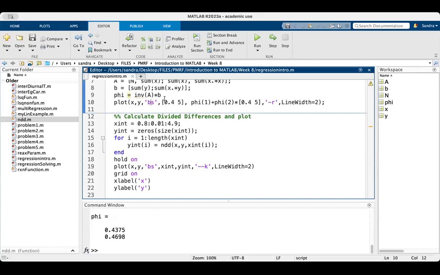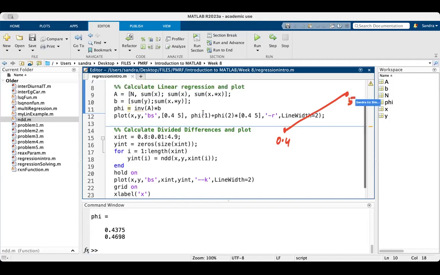So for plotting a straight line, you only need 2 points. You already know it's a straight line. When I know the 2 points, if I just join them, I'll get the straight line. So for the first point, I'm taking the x value to be 0.4 and this x value to be 5.